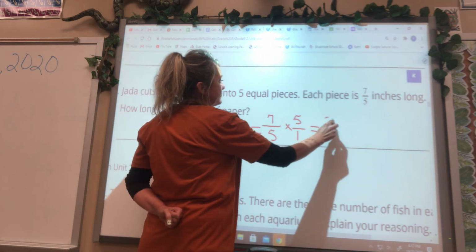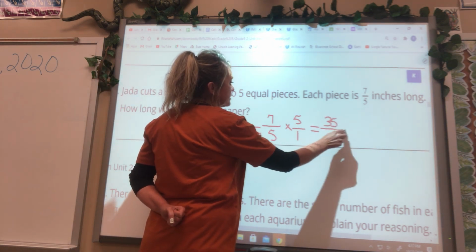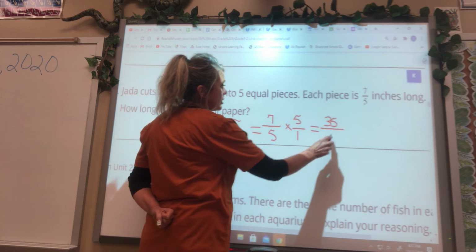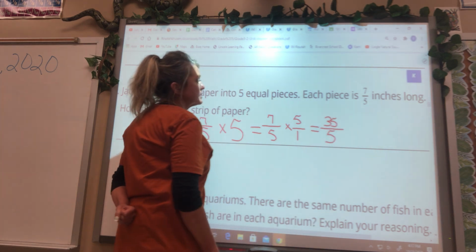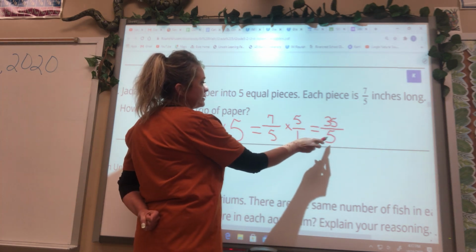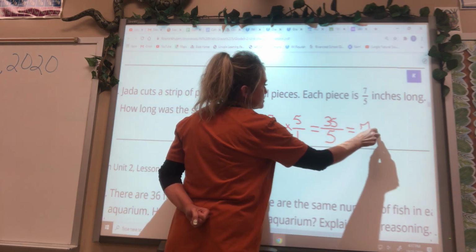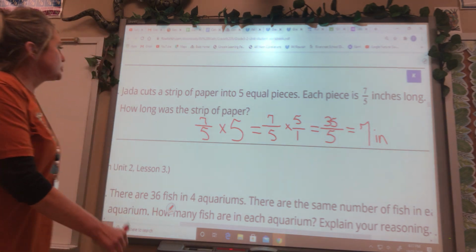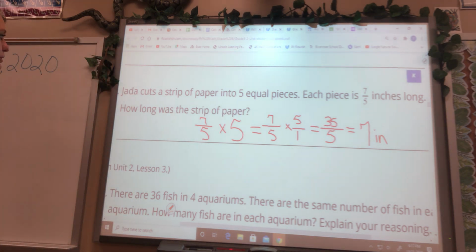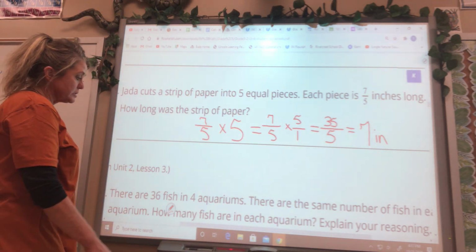7 times 5 is 35. 5 times 1 is 5. 35 divided by 5 is 7. So the strip of paper altogether was 7 inches long.